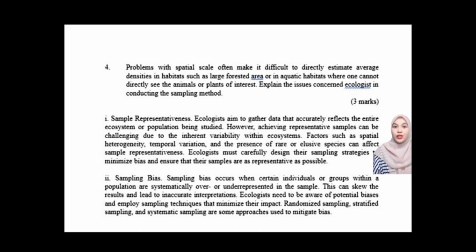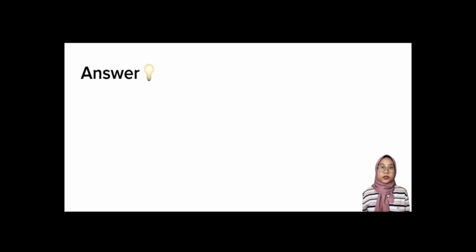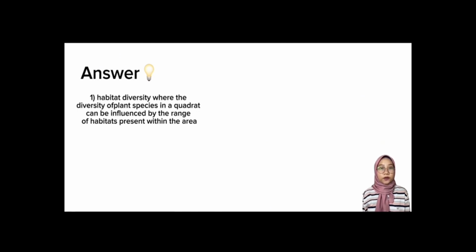The second issue is sampling bias. Sampling bias occurs when certain individuals or groups within a population are systematically over or underrepresented in the sample. This can skew the results and lead to inaccurate interpretations. There are several factors that can contribute to this variation. First is habitat diversity, where the diversity of plant species in a quadrat can be influenced by the range of habitats present within the area.